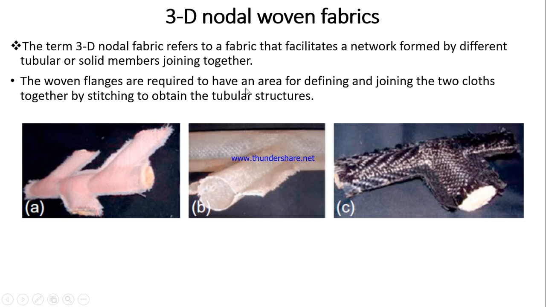Woven flanges are required to have an area for defining and joining the two cloths together by stitching to obtain the tubular structure. So these are called flanges. This flange part is required for stitching and joining two parts, the bottom and top part, to create this kind of nodes or nodal structure. So these are the 3D nodal structures. They are also one type of 3D woven architecture.